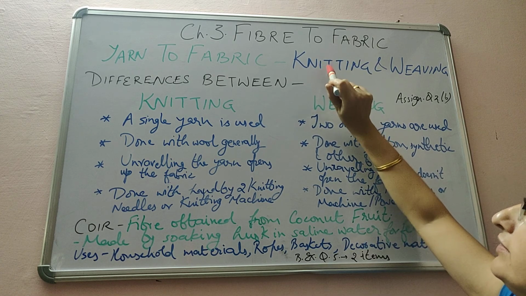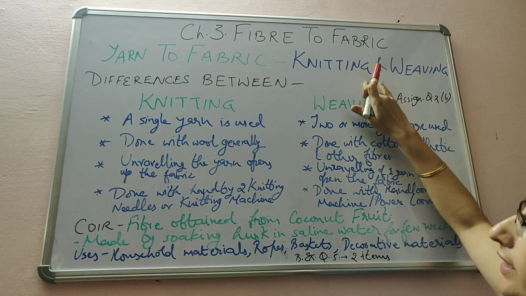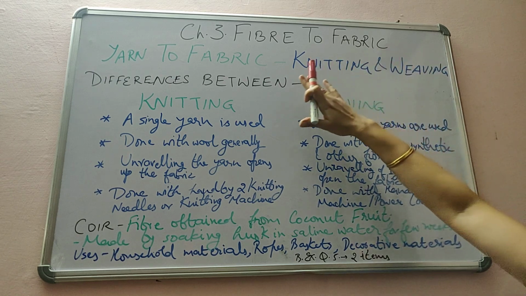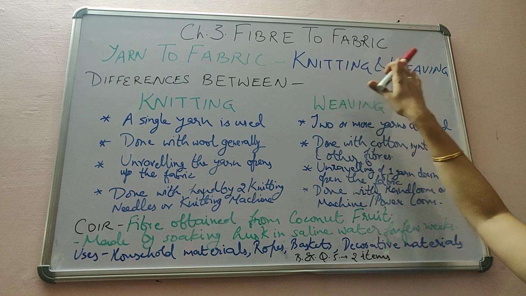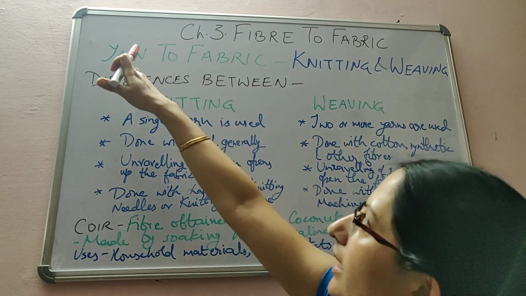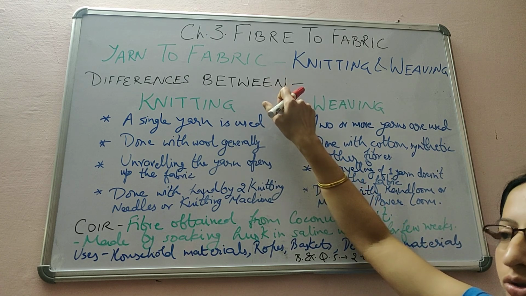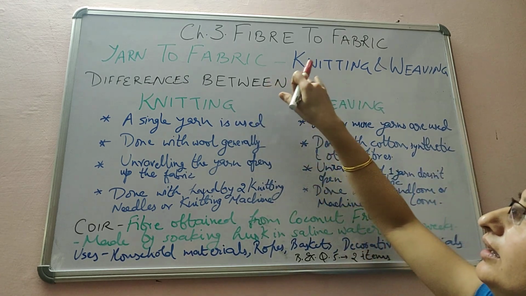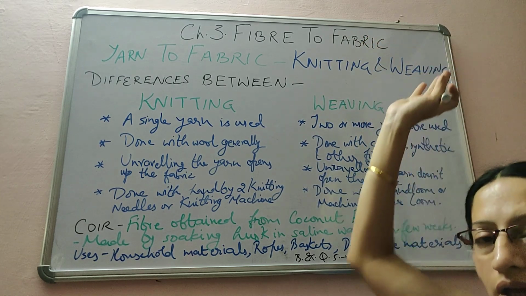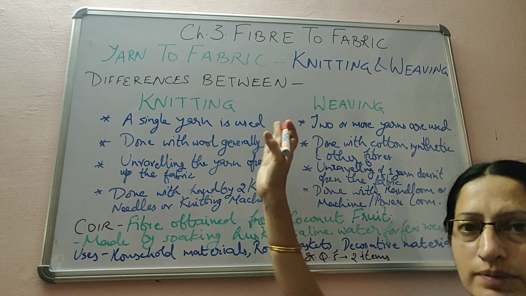So the basic two methods which you have understood are knitting and weaving. Yarn is converted to fabric by these two methods, that is knitting and weaving. Now differences between these two methods we should know, so as to understand which one is used for what purpose, why we have to use knitting, why we have to use weaving, and in which situations we can use them. That we can understand when we know the difference between them.